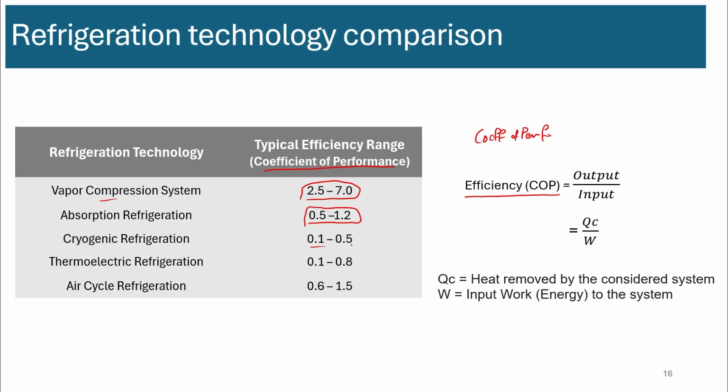Cryogenic even lower. Thermoelectric also somewhat similar. Air cycle refrigeration also low. So this is the main reason why vapor compression system is so popular. There have been so many efforts with coming up with, for example, solid state refrigeration systems, magnetocaloric, elastocaloric. So many other technologies are still being investigated, but none of them come close to being practical and consistently deliver good performance as a vapor compression system.